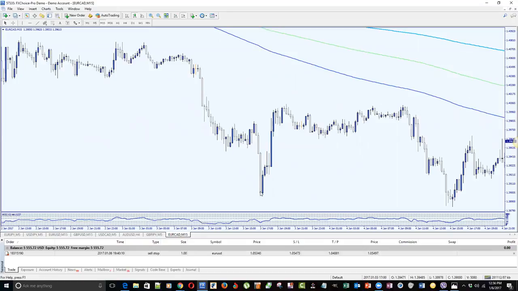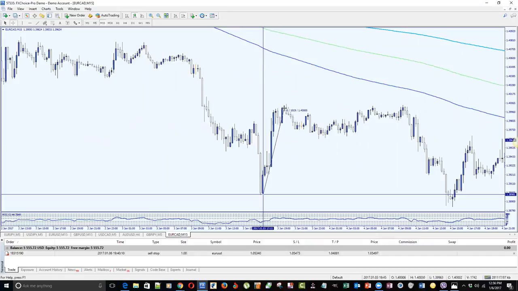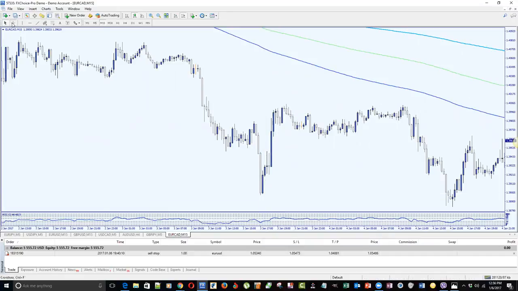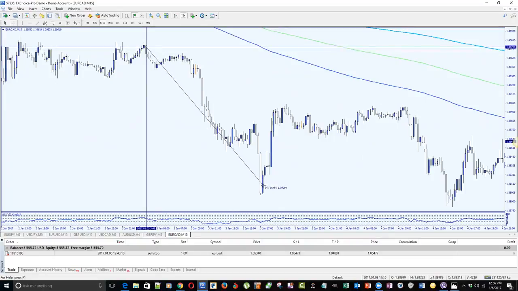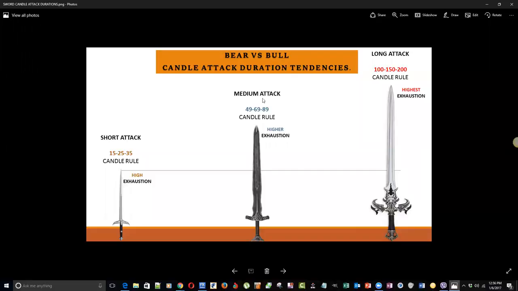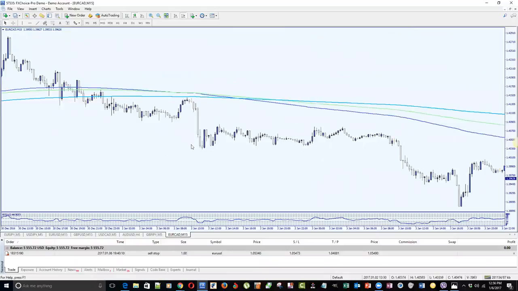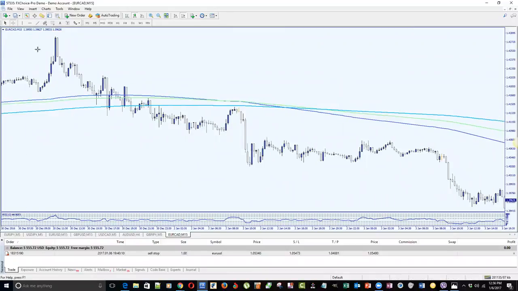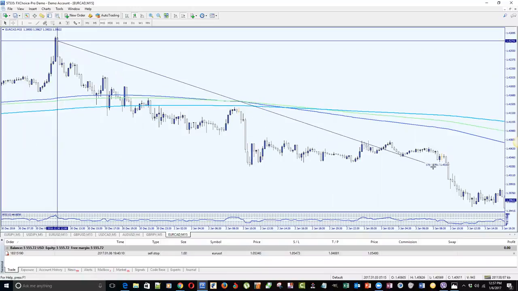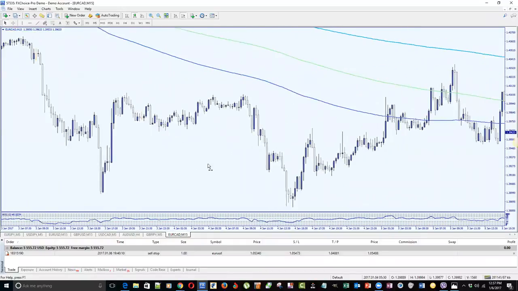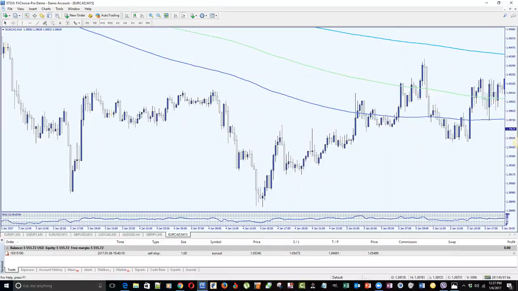With such a long attack, they're going to be exhausted, and the bulls are then going to take advantage of that exhaustion. So what they're going to do is push the price up, which they've done. From here to here is 53 candles, and it falls under the medium attack rule. Exhaustion occurred, and the bulls took advantage of the exhaustion. Now, if you go from the very top of this channel all the way to the bottom of this channel, what is that? 200 candles, right? But this is a consolidation period.